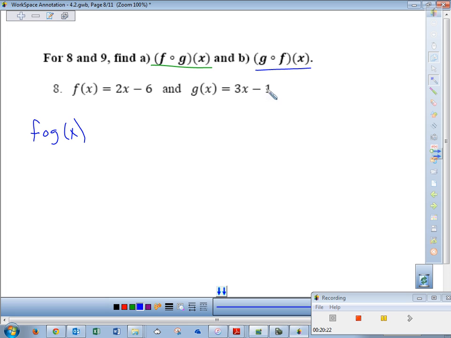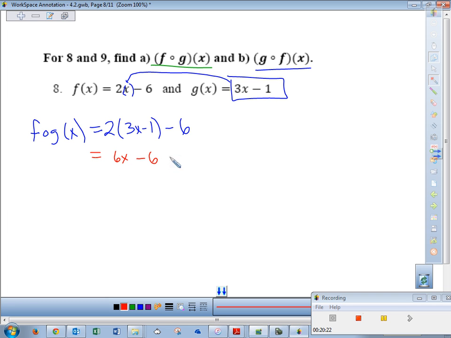Let's put g into f. So this goes in for x into f. Y'all cool with that? So I would get 2 times (3x minus 1) minus 6. Then just work straight down. Just bring your equal sign down. That would be 6x minus 6, minus 2, my bad. Minus 6, 6x minus 8. That's what f of g of x is.